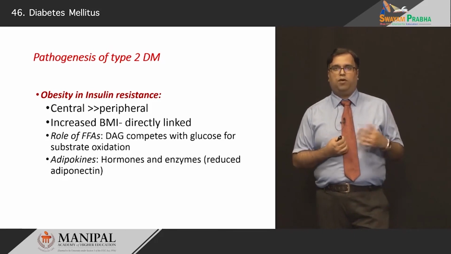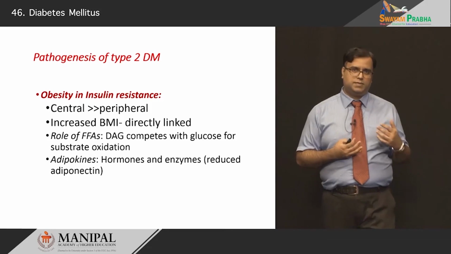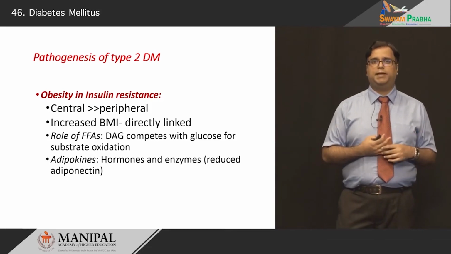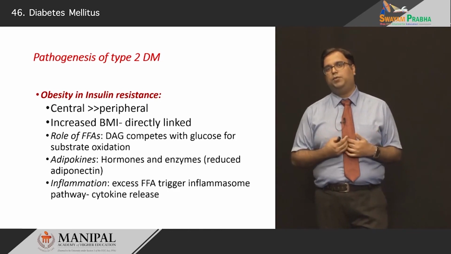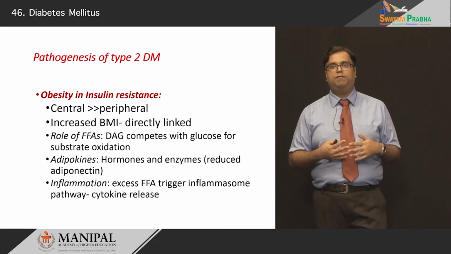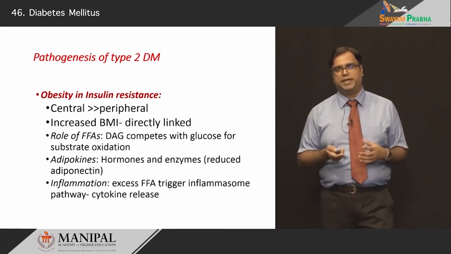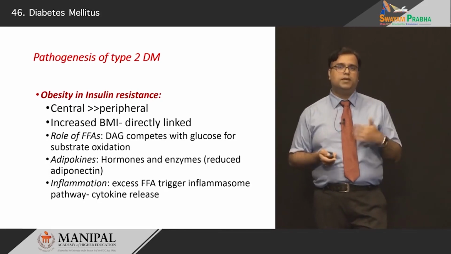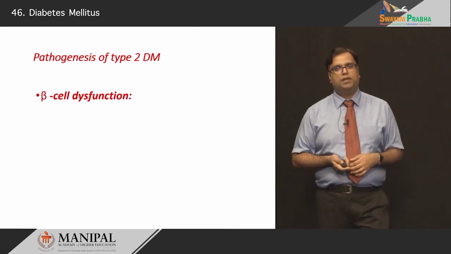Fat can be a store of hormones and enzymes, for example, what are called adipokines. Sometimes there are reduced levels of adiponectin. These also can cause hyperglycemia. And we talked about pro-inflammatory stress. An increase in the inflammatory levels will trigger the inflammasome pathway within the macrophages, resulting in what is called a storm of cytokines, which have downstream effects, chiefly resulting in derangement in your glucose metabolism.